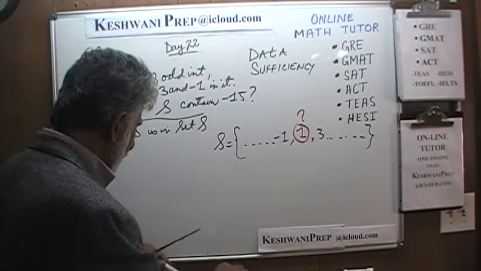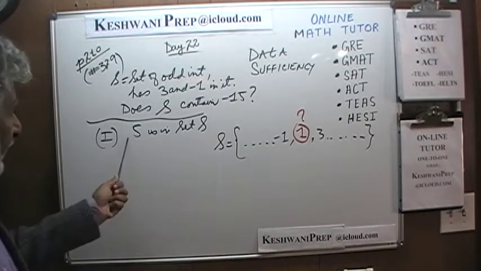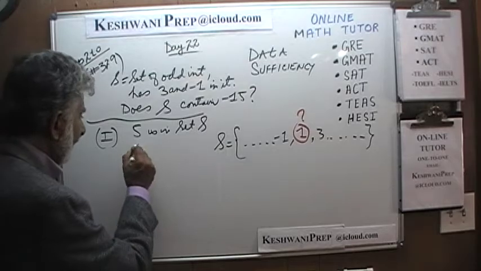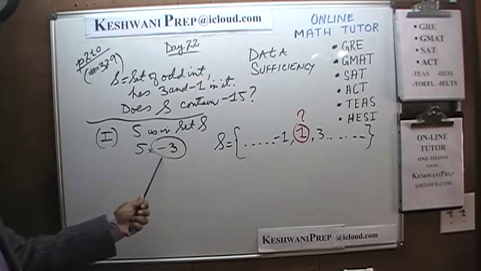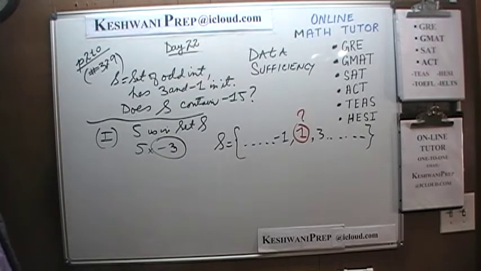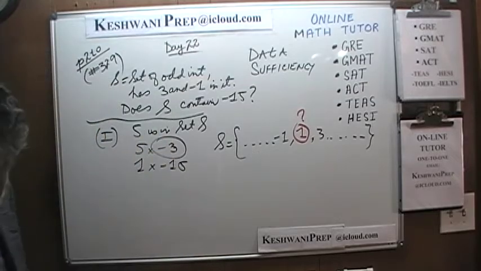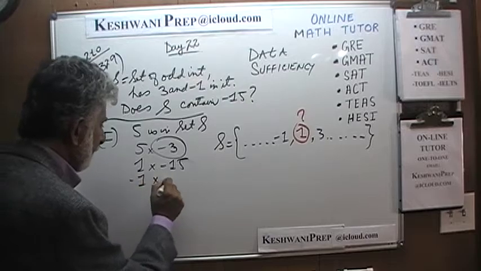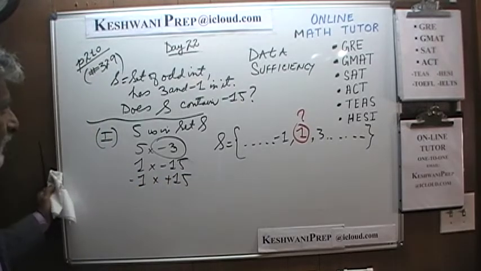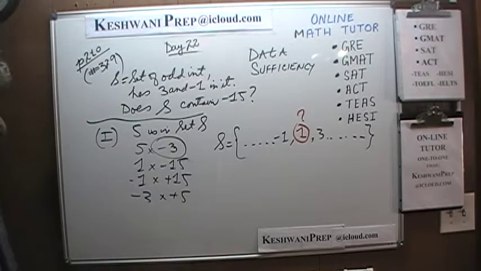The point here is that what we want to find out is, does negative 15 belong in the set? We know it has 5. If it has 5, then as long as it has negative 3 in it, it will have negative 15. Or, if it has 1 in it and negative 15, this product negative 15 will be in there. Or maybe it has negative 1 and positive 15. Or maybe it has negative 3 and positive 5. You get the idea. But we do not know.